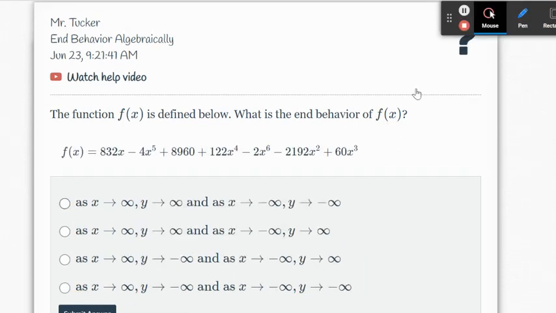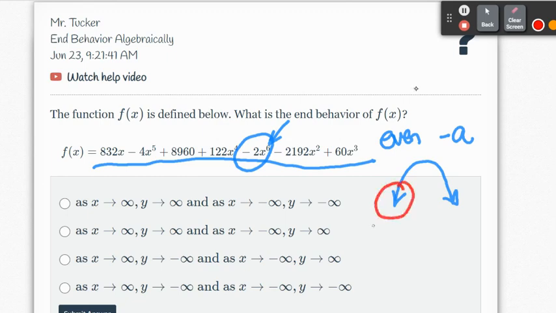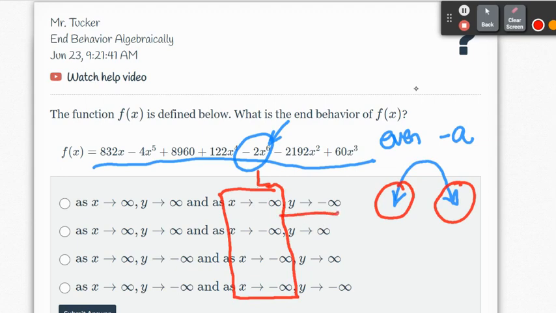So rounding out our list, we're going to find this time we have a very long polynomial. It has a negative a value and a highest power of 6. So this is an even degree. And it has a negative a value. That behaves like a sad-faced parabola. And so our sad-faced parabolas go left down, right down. So we look for our x arrow negative infinity, which means left, and we're matching answers that go down. So that would be these options here.